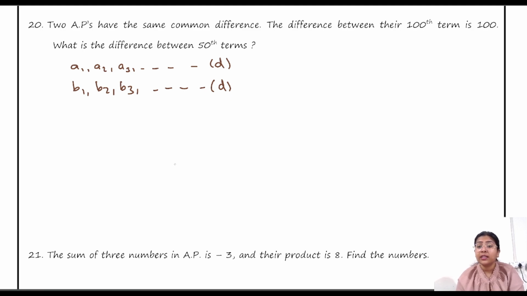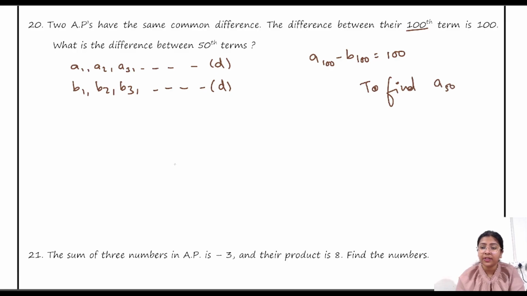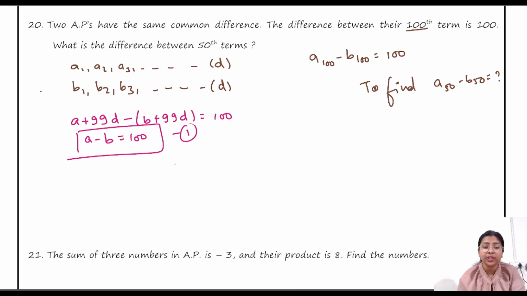The difference between their 100th term is 100. It is given in the question that a100 minus b100 is equal to 100. We need to find the difference between their 50th term, that is, a50 minus b50. The given information is a100 minus b100 is equal to 100. With the help of the general formula we can write a plus 99d minus b plus 99d, because both the APs have the same common difference. From this we will get a minus b is equal to 100. Yes or no? This is the relation from the given information.